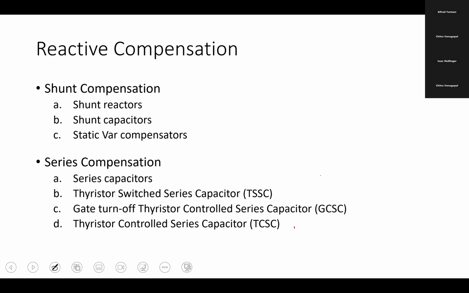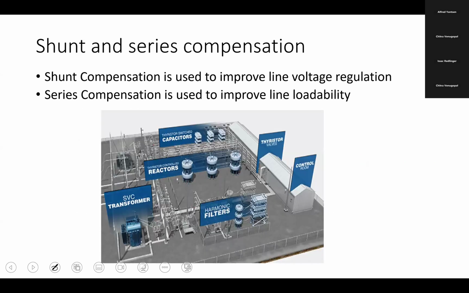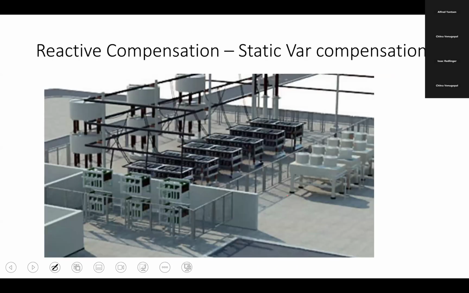But there are different ways to do that. So these are the normal capacitance compensation, whereas these are advanced technology, which are working based on the thyristor concepts. This is how we are talking about the switched capacitors and reactors, and it is controlled by thyristors in the control room. So reactive compensation: you can see the inductors and the capacitor banks in the yard.